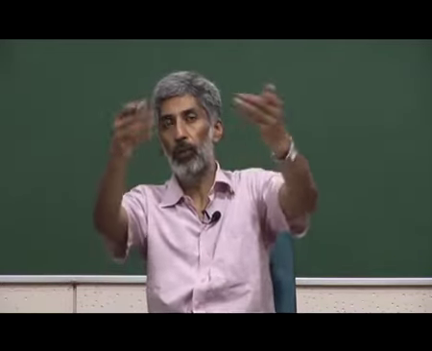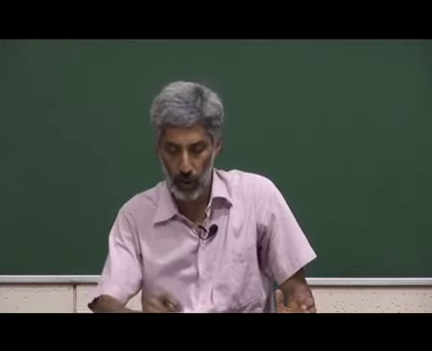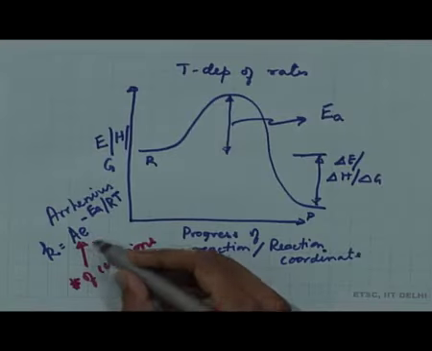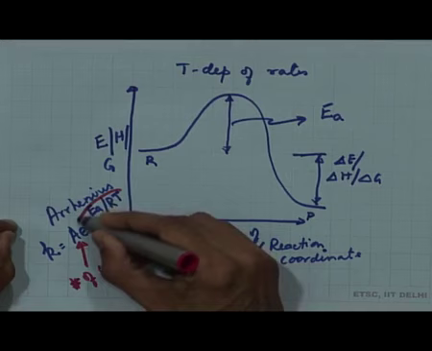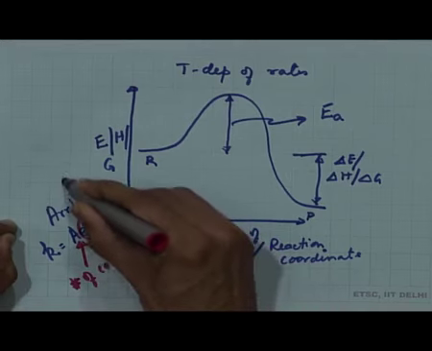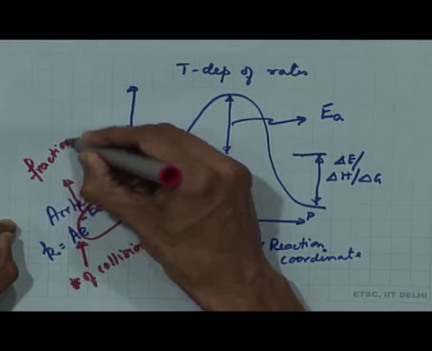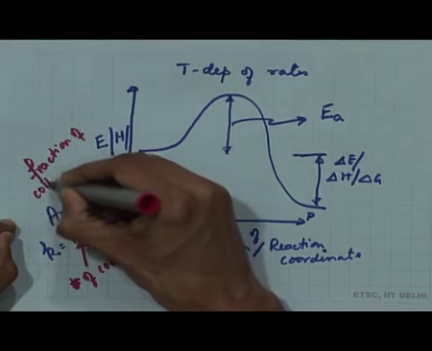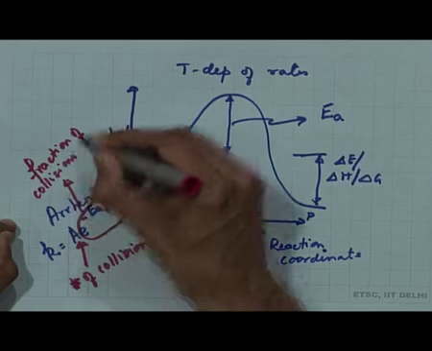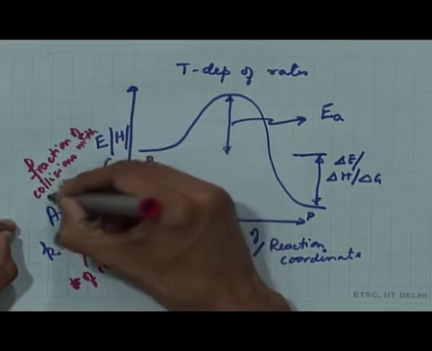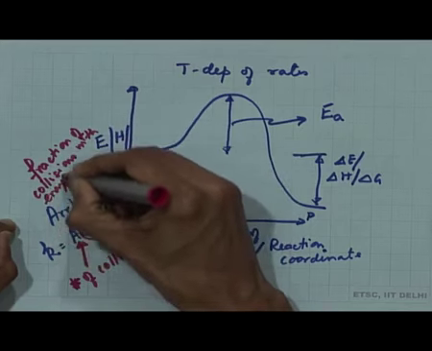You can compute the number of collisions by looking at kinetic theory of gases or something simple like that. So, this we have a measure of, and this quantity here essentially gives you the fraction of molecules, fraction of collisions with enough energy.